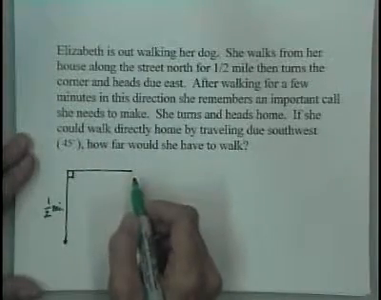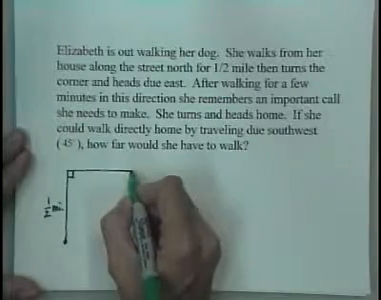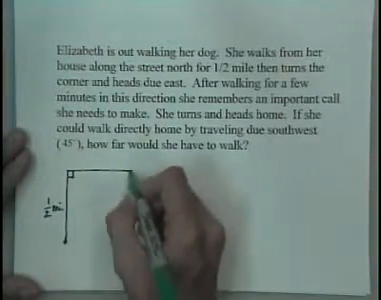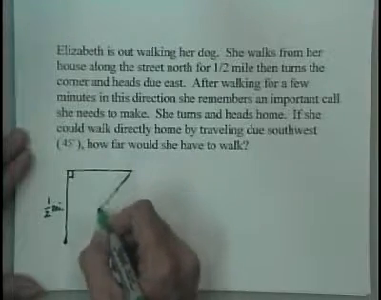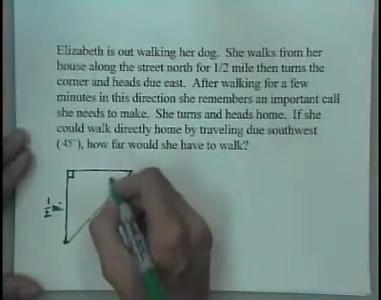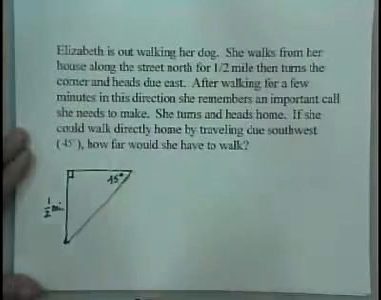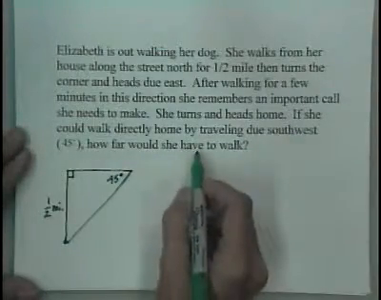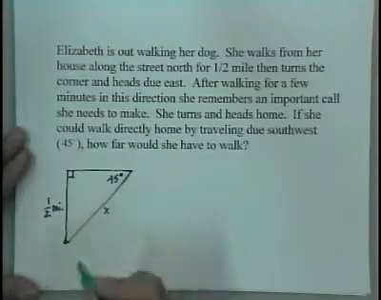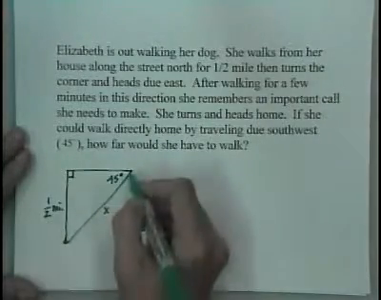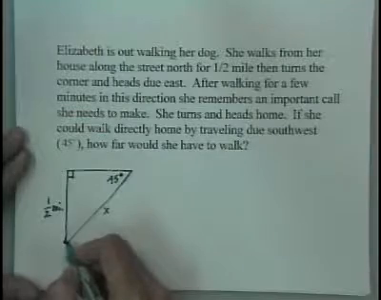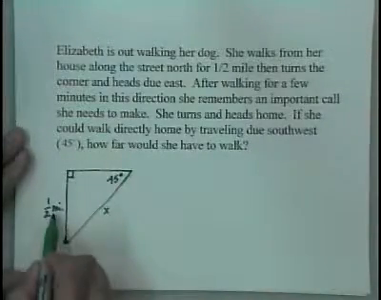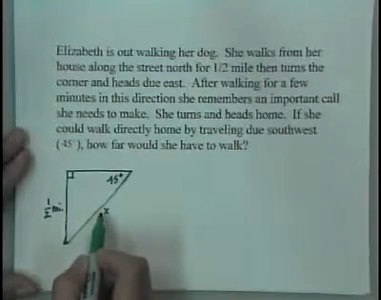She walks for a bit, and then she remembers her phone call, and she wants to travel due southwest, which is along this line, or she wants to determine if she could travel that way, and that line forms a 45-degree angle due southwest. How far would she have to walk to get home? So we're interested in finding this distance. Well, in our triangle, we have an angle, the side opposite, and the hypotenuse.